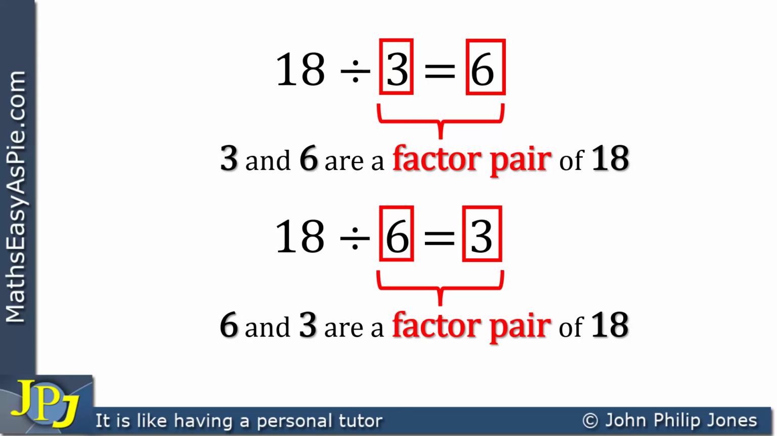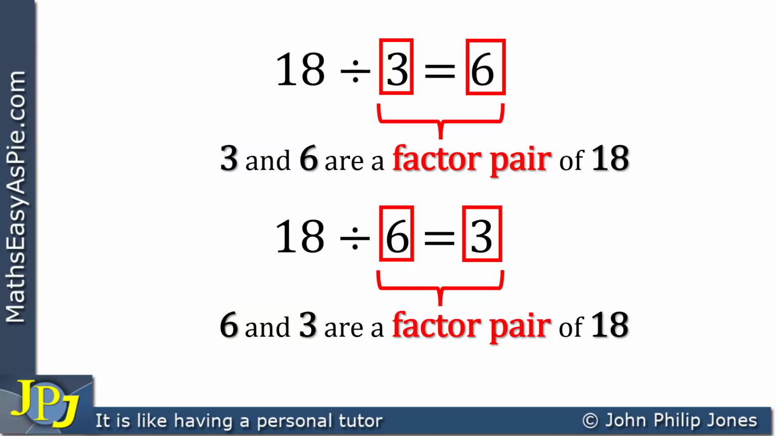Now, of course, we can see here 3 and 6 are a factor pair, and here 6 and 3 are a factor pair. They are the same pair. They're just in different orders. Here the 3 comes before the 6, and here the 6 comes before the 3. But they are both the same factor pair of 18. Because I have found these two to be the same factor pair, I needn't try any other numbers.